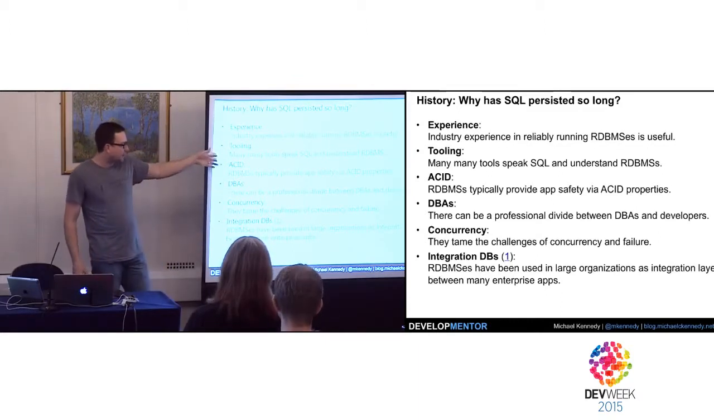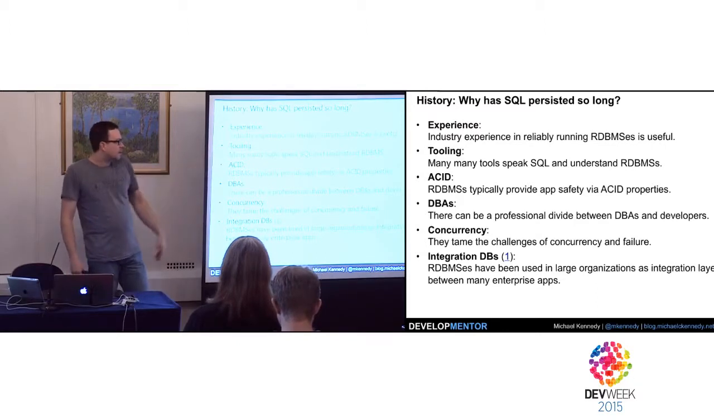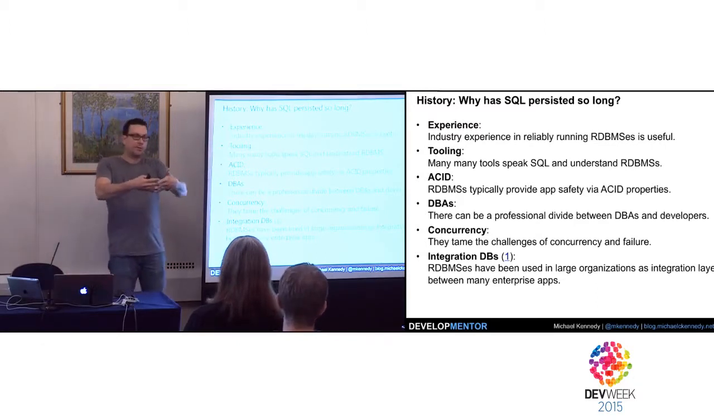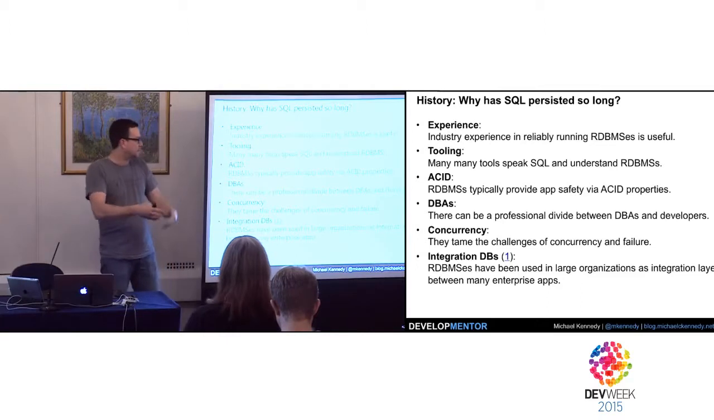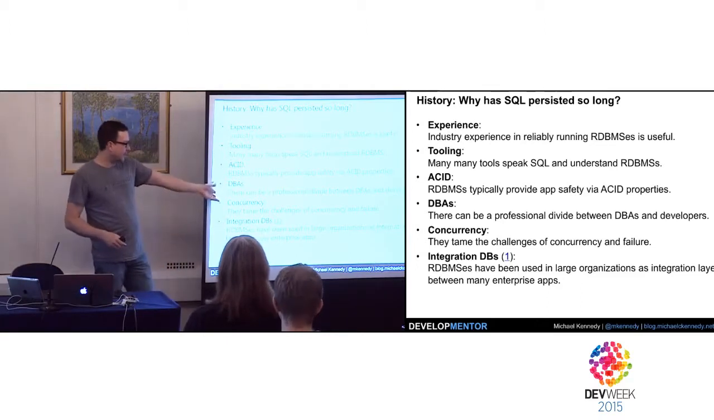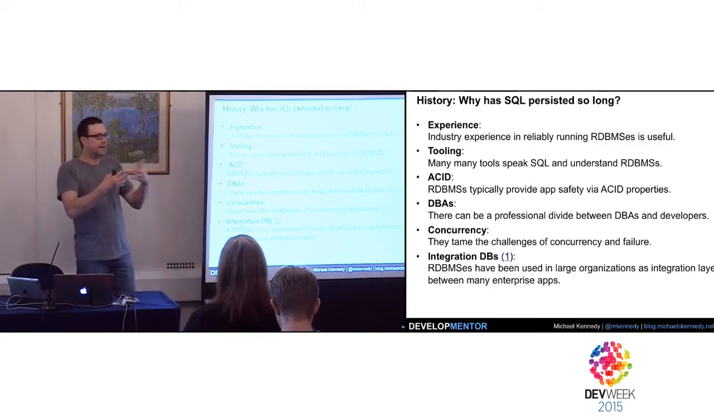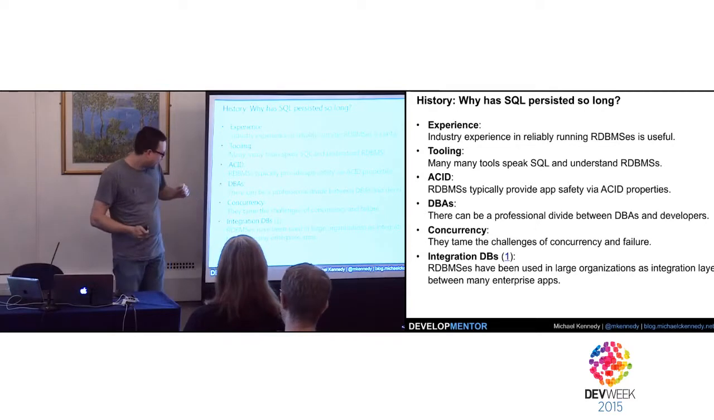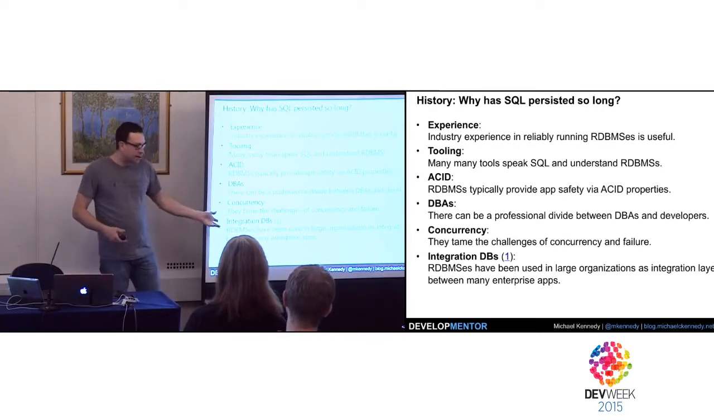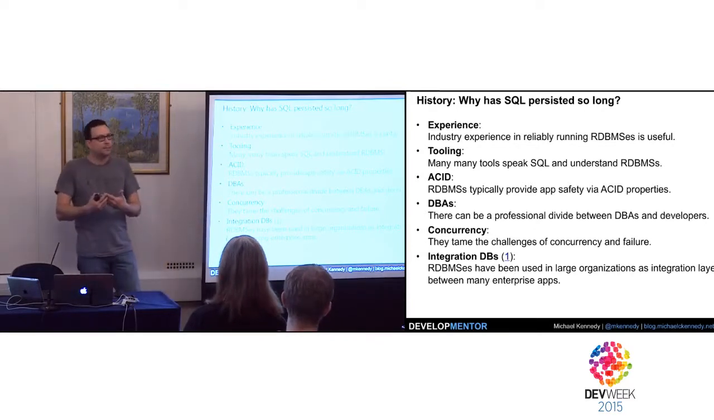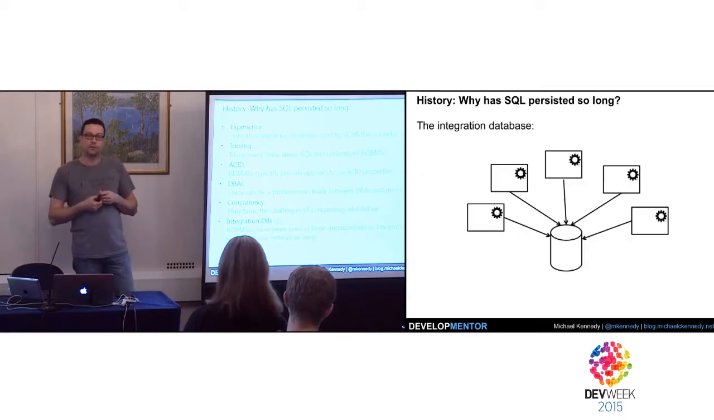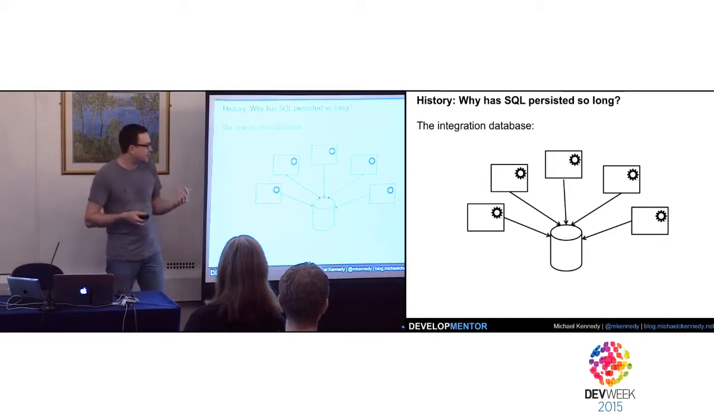They have ACID properties, which guarantee a lot of things. A lot of people even use the database almost for thread safety in some ways, to deal with concurrency. DBAs have been doing this forever, and so that's their world. If you switch away from their world, that's a problem for them. Not so much these days, but they have traditionally been used as what I'm terming integration databases. So what is that? Well, an integration database looks like this.